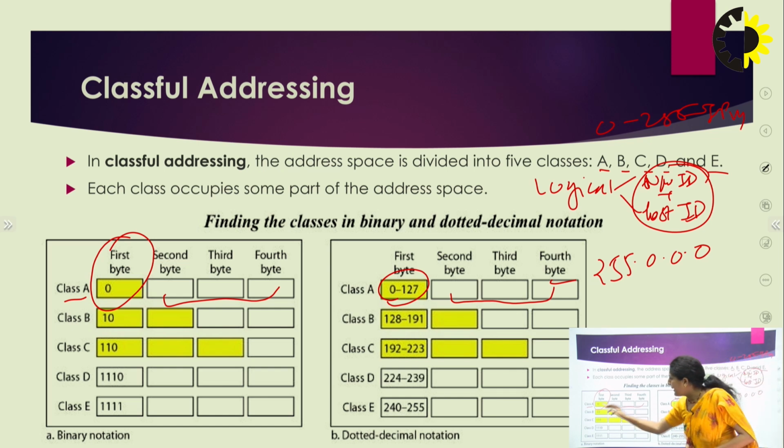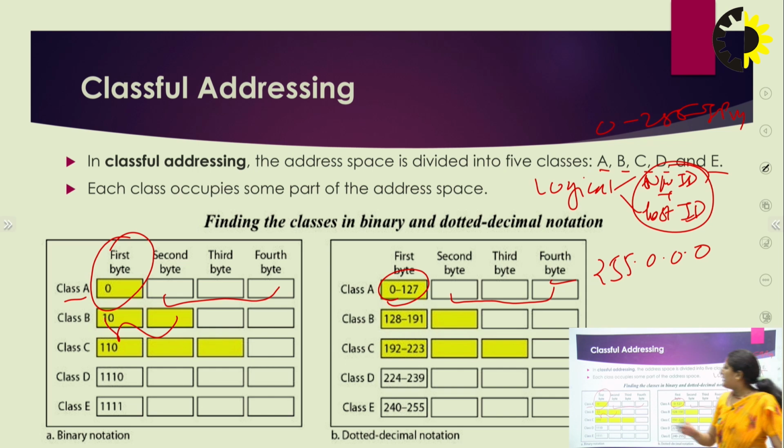Similarly, for class B, the first 2 octets are the network ID. It is represented by 10. So 16 bits represent the network ID and 16 bits represent the host ID. The last 2 octets represent the host ID, and the range is from 128 to 191. The default subnet mask is 255.255.0.0.